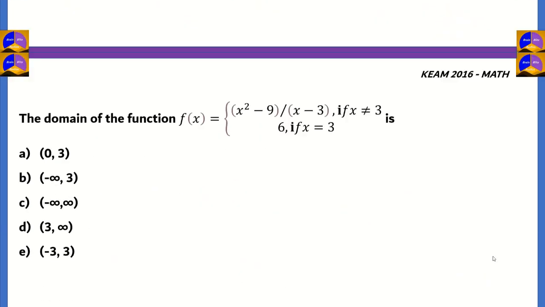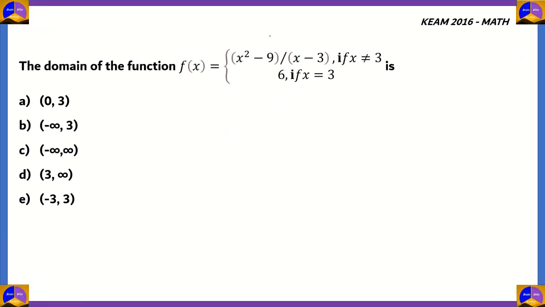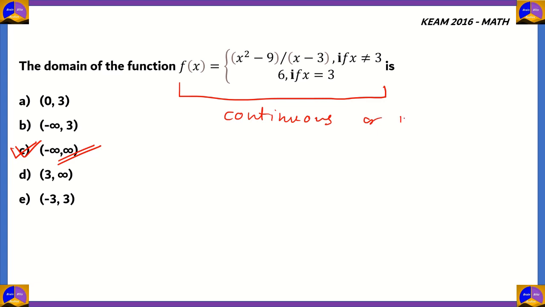So therefore, if we look at the following options, you can see that option C, minus infinity to infinity, will be the correct option. So in order to solve questions like these, the first thing to do is to find out whether they are continuous or not. And once you know that they're continuous, then the domain will be the set of real numbers, that is from minus infinity to infinity.